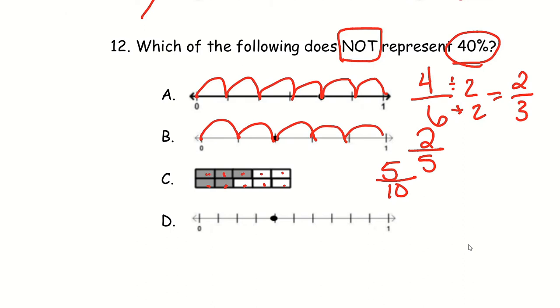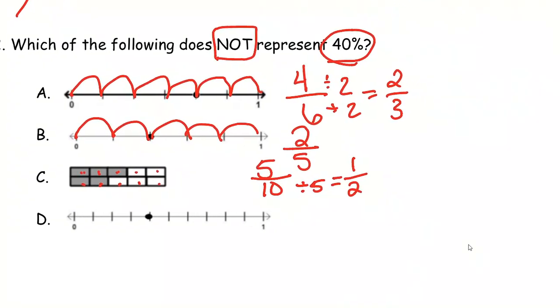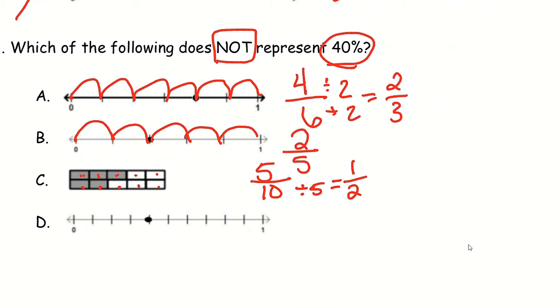Can we simplify this one? Divide by 5. So it's going to end up being one half, so that's 50%. Half is 50%. So let's go ahead and write 50% for this one because we are halfway. Is that not 40%? That one's not 40%.